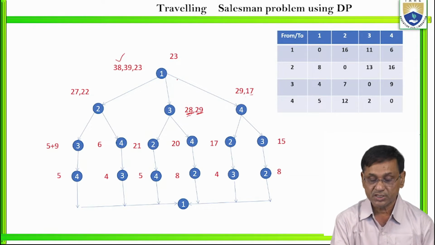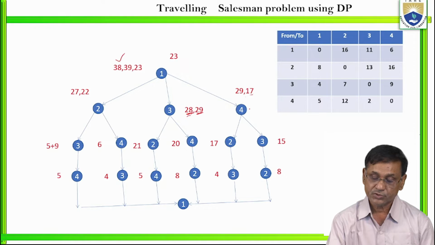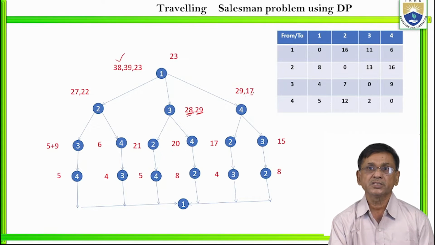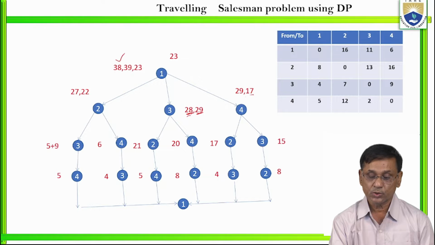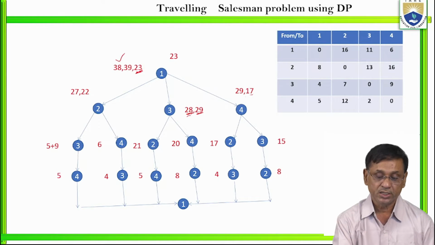Then the third option is going from 1 to 4, and then again two routes, 4 to 2, 2 to 3, 3 to 1, and 4 to 3, 3 to 2, 2 to 1. So here two costs are there. One is 29, another one is 17. In this 17 is the lowest. So we can find out the cost corresponding to this. The cost corresponding to this is 23.